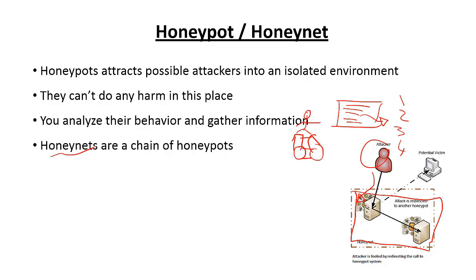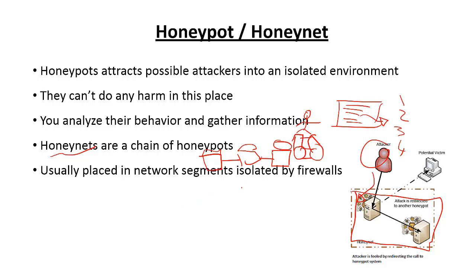If it's a honeynet, it's basically a chain of honeypots. So you've got your honeypot here, but what you've done is you've chained them together. Usually placed in network segments, this will be isolated by your firewall. So they're coming in and they get redirected to your firewall. This is actually your local area network over here.